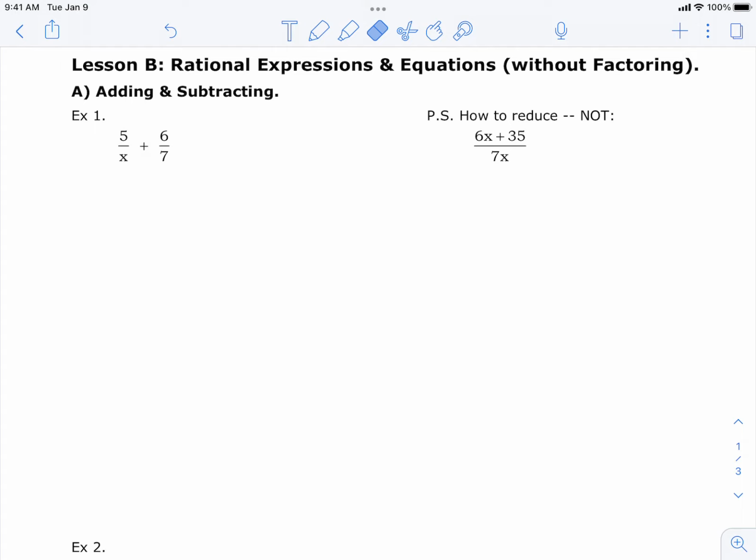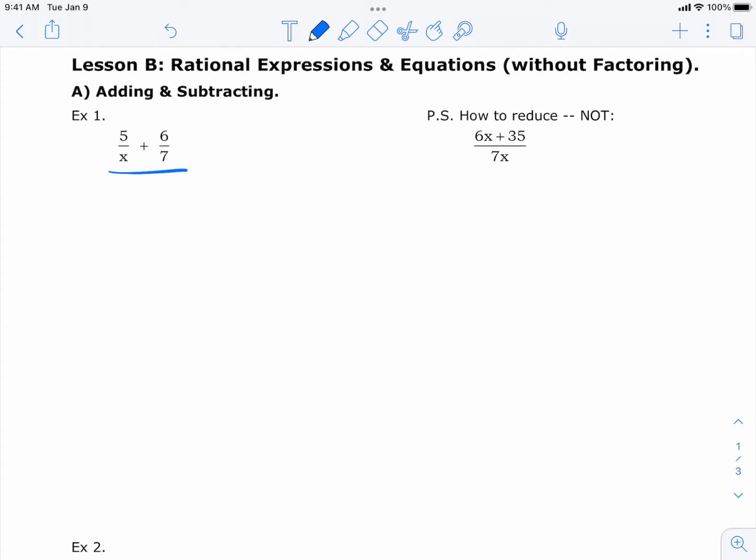That's a pretty good motivation for the topic, I hope. So what we should do, of course, is start getting into it. Let's do part A, adding and subtracting rational expressions. That's what these are. Again, they're not equations. We're not solving. They're rational expressions. We've got to add these things.